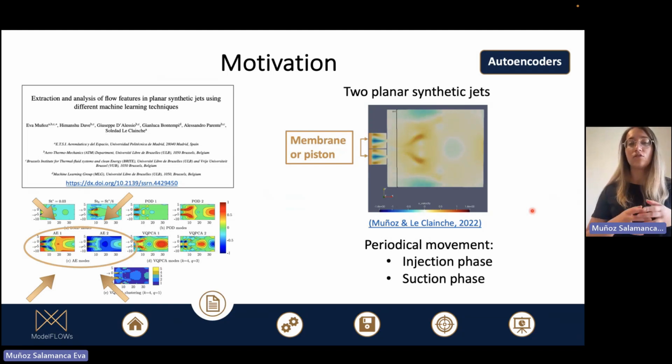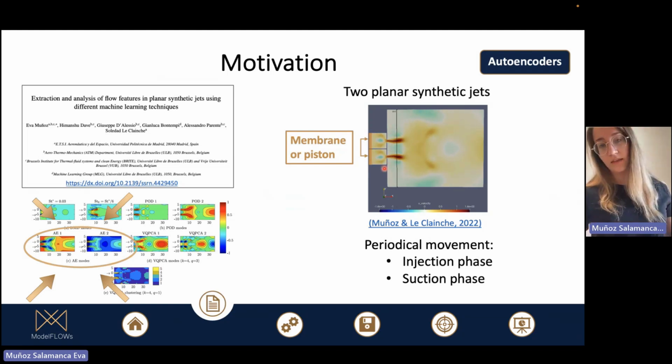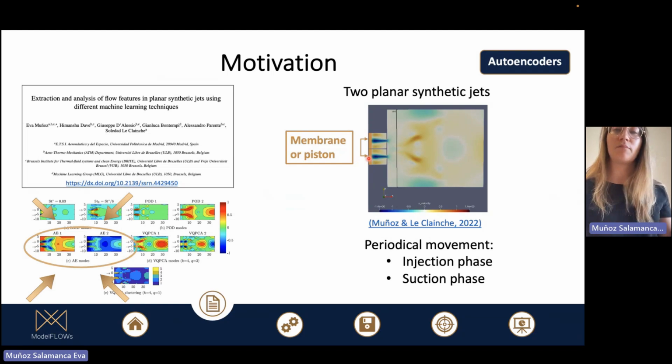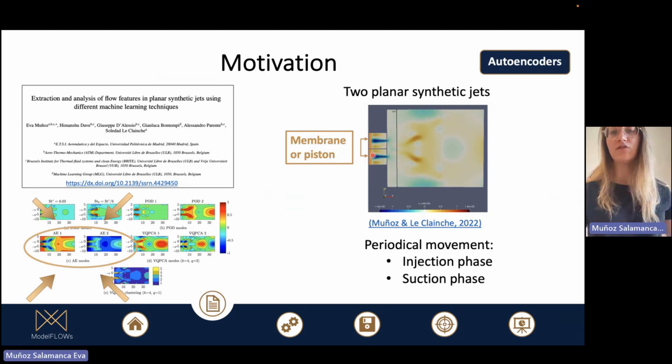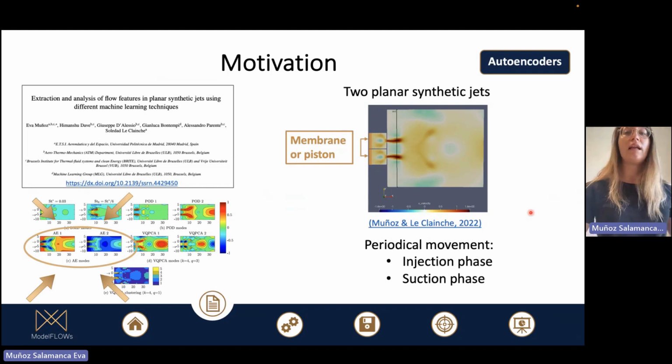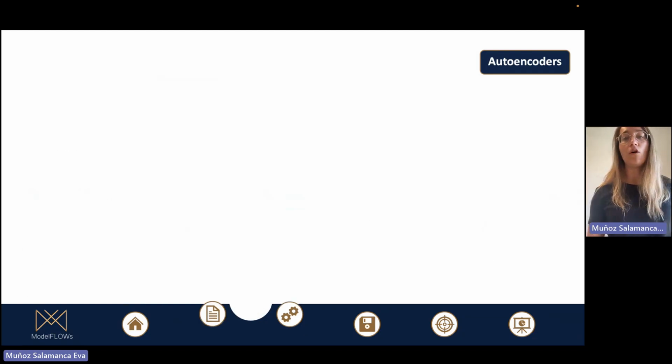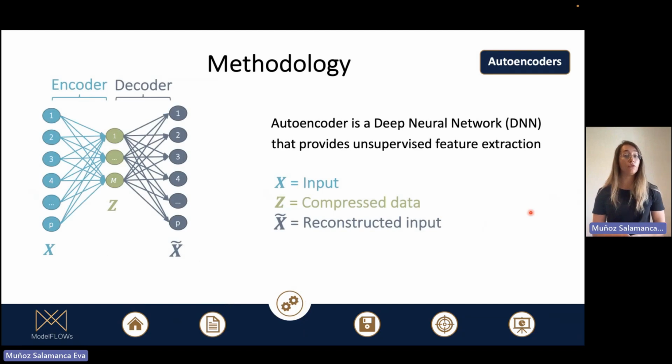What are two-plane synthetic jets? They are devices where a membrane or piston moves backward and forward, forcing the fluid to be expelled from the cavity in an injection phase, and then re-entering it in a suction phase. So let us continue with the methodology: what autoencoders are and how we do it.